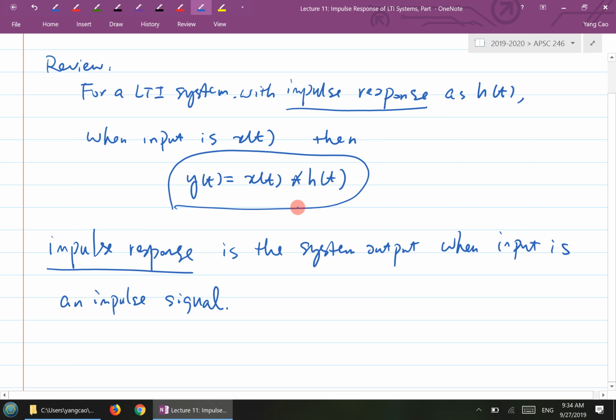This is a very useful one because, as you can see, if you have the impulse response, then literally you can just convolve whatever the current input is, then you get the current output. Right? You don't even have to do an experiment, because that's what the theory says. Okay? LTI system.